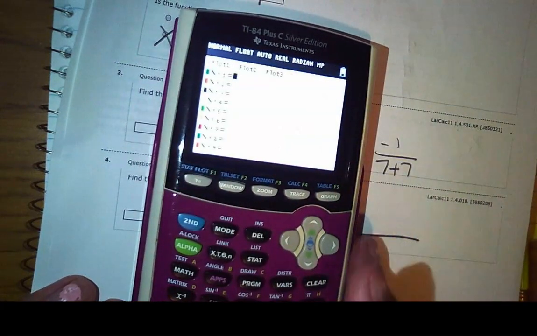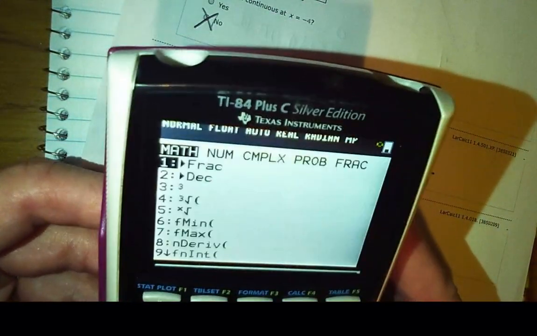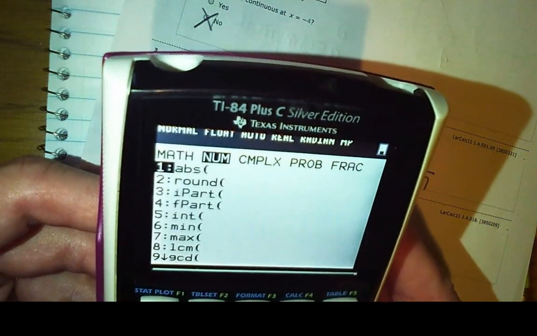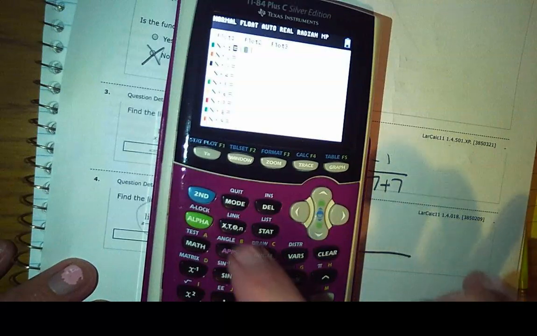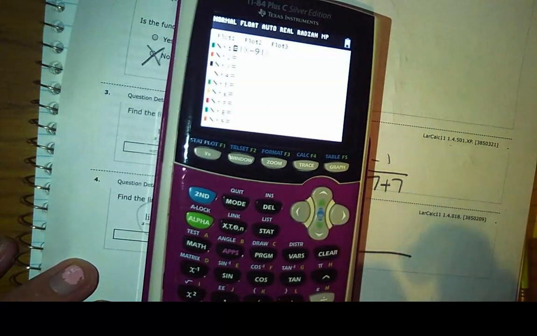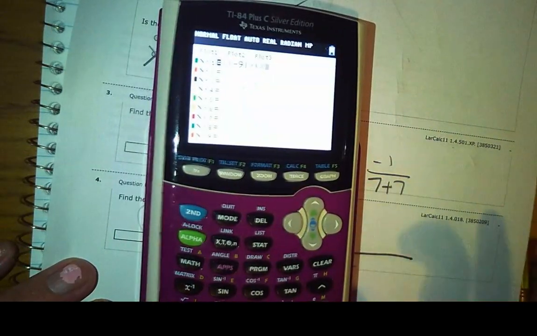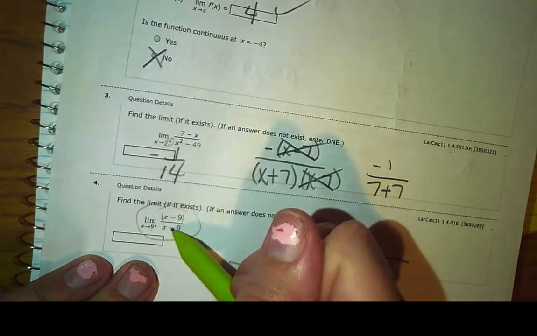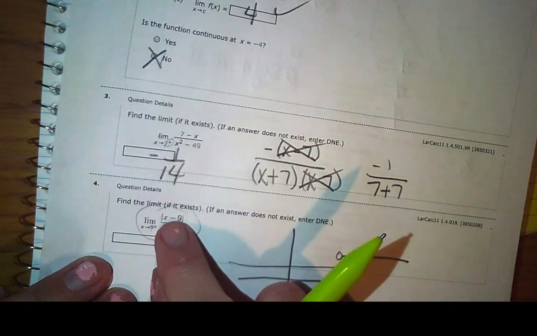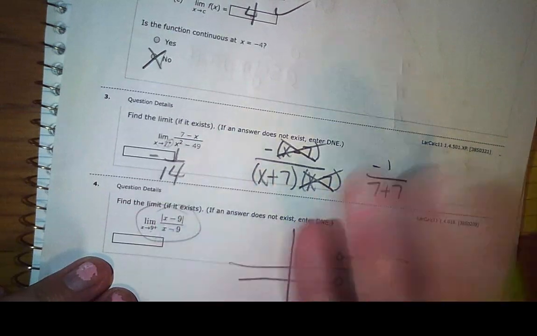If I hit y equals and clear this out, then hit math and scroll over to num, which is numbers, and 1 is your absolute value. So there's my absolute value. I am looking for the absolute value of x minus 9, divided by, so use parentheses, x minus 9 without absolute values. Basically you can see that this is essentially a number divided by itself. The problem is on the top, it's going to be positive all the time. On the bottom, depending on what you get, it's either going to be positive or negative.